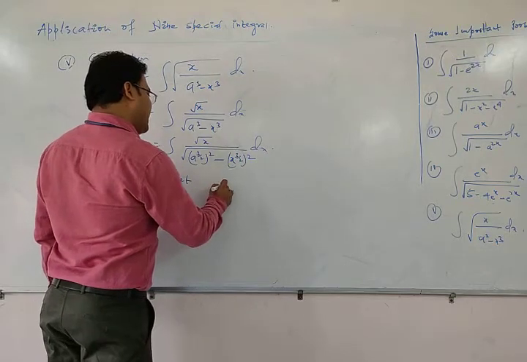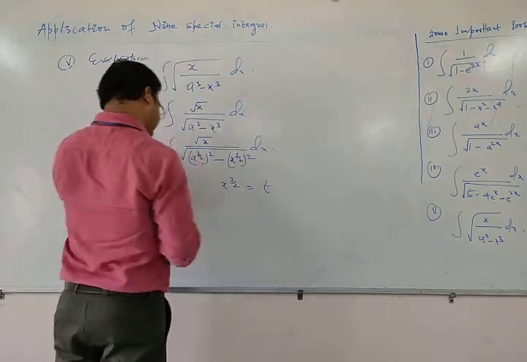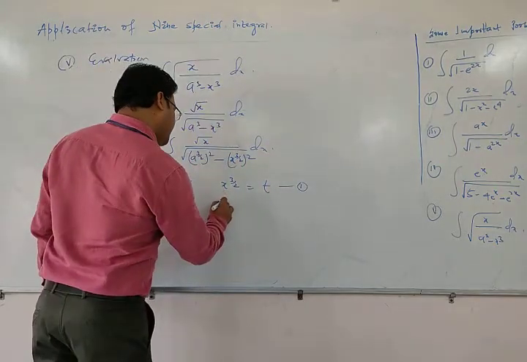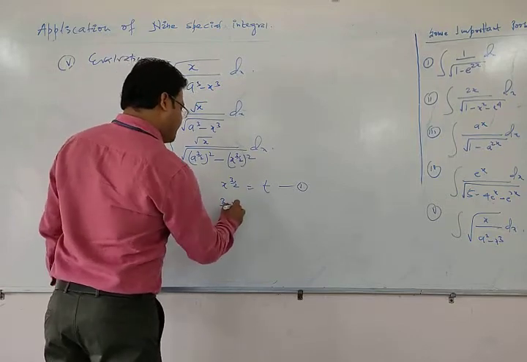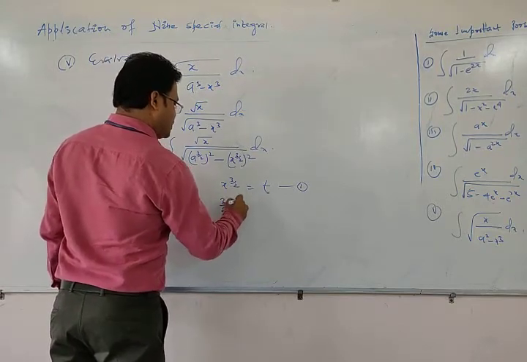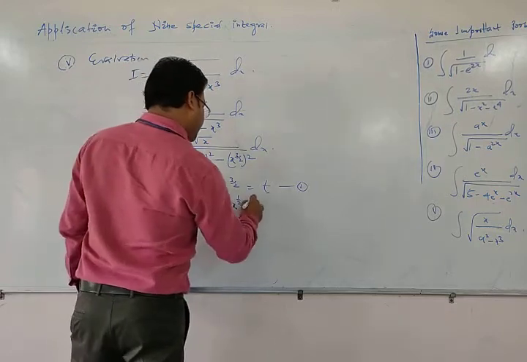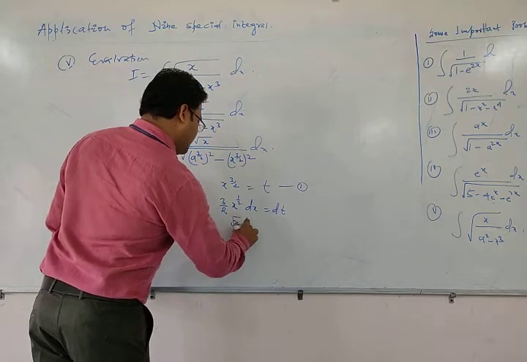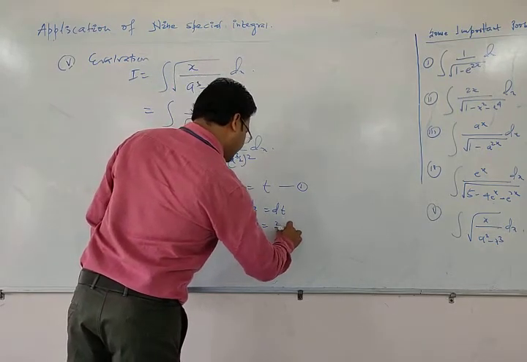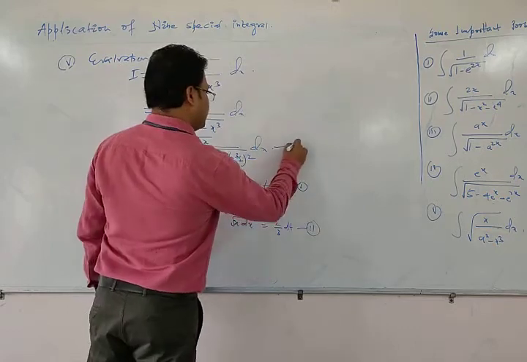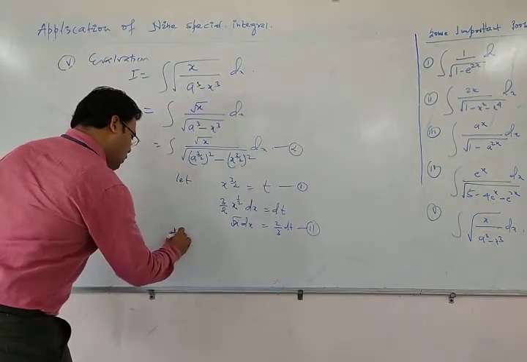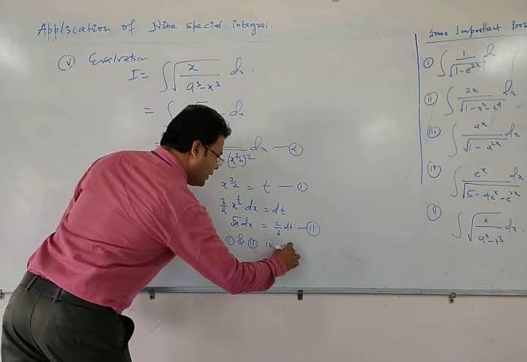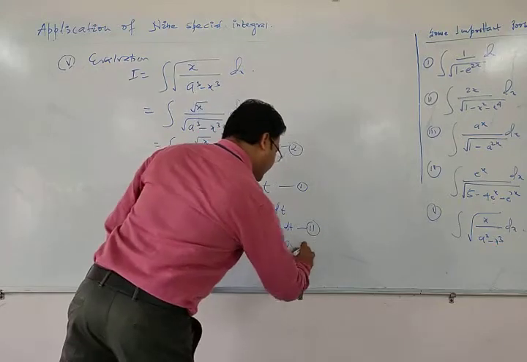Now let x to the power 3 by 2 is equal to t, and this is number 1. Differentiating with respect to x, we will get 3 by 2 x to the power 3 by 2 minus 1, that becomes half, and this dx is equal to dt. So here root x dx is equal to 2 by 3 dt, and this is equation number 2, and this is equation number 1. Now use 1 and 2 in the integral. What will we get?